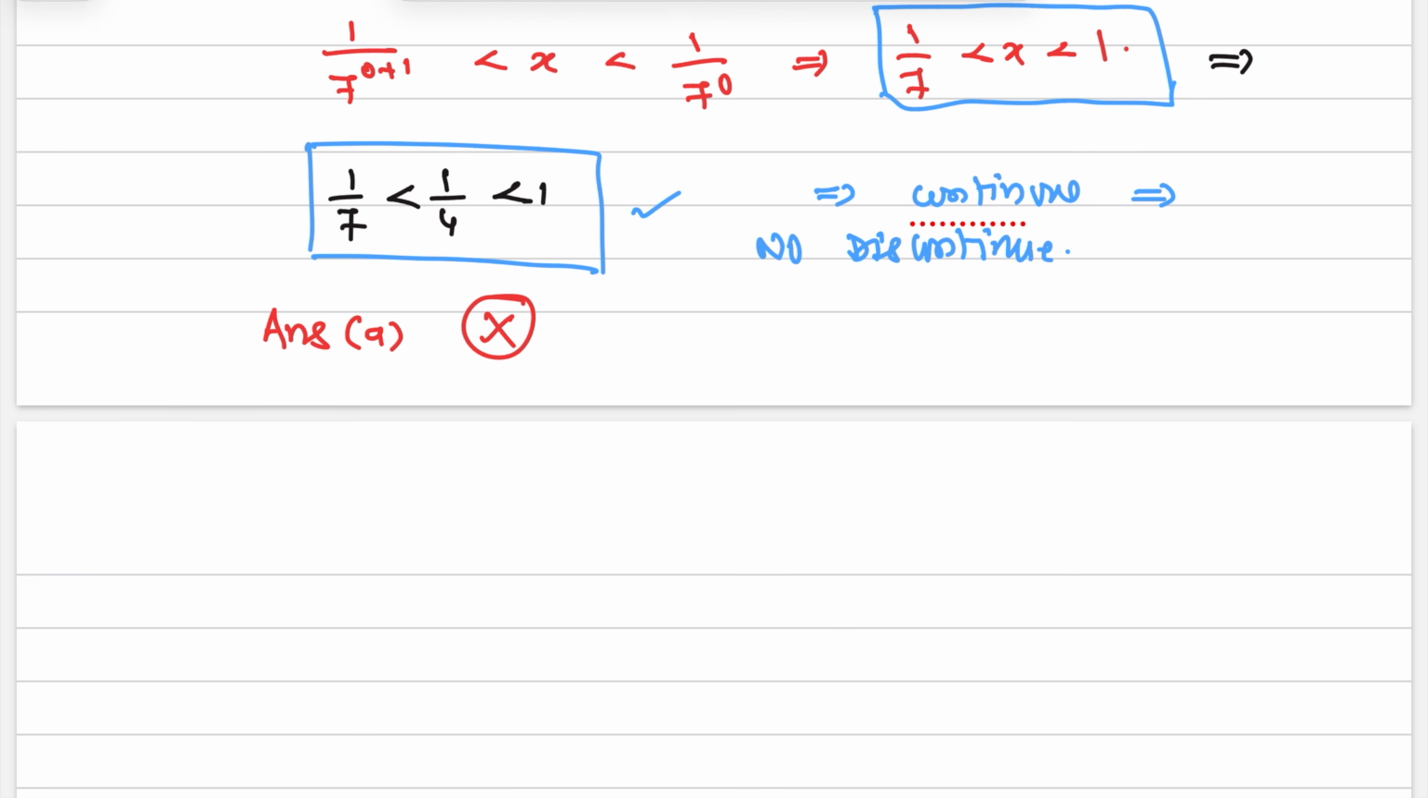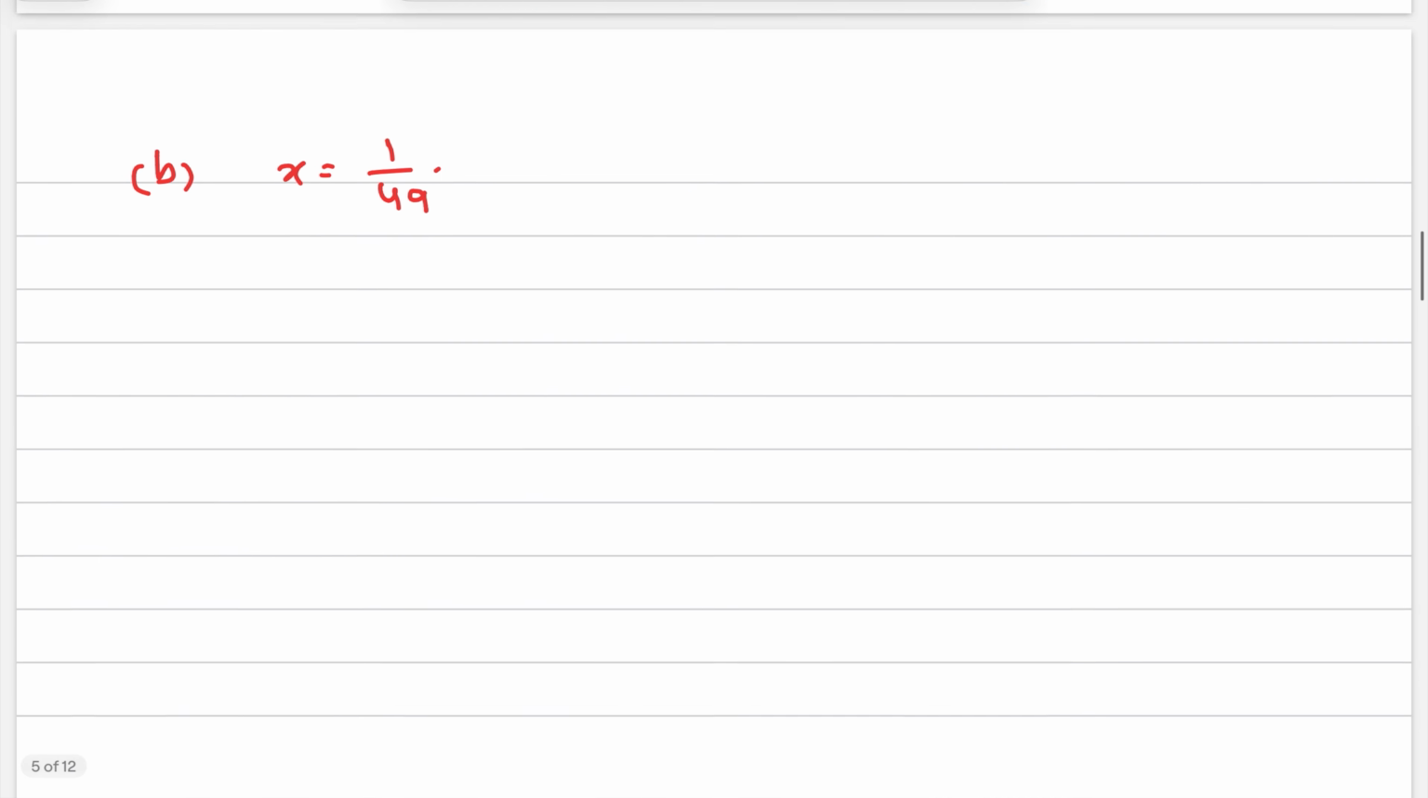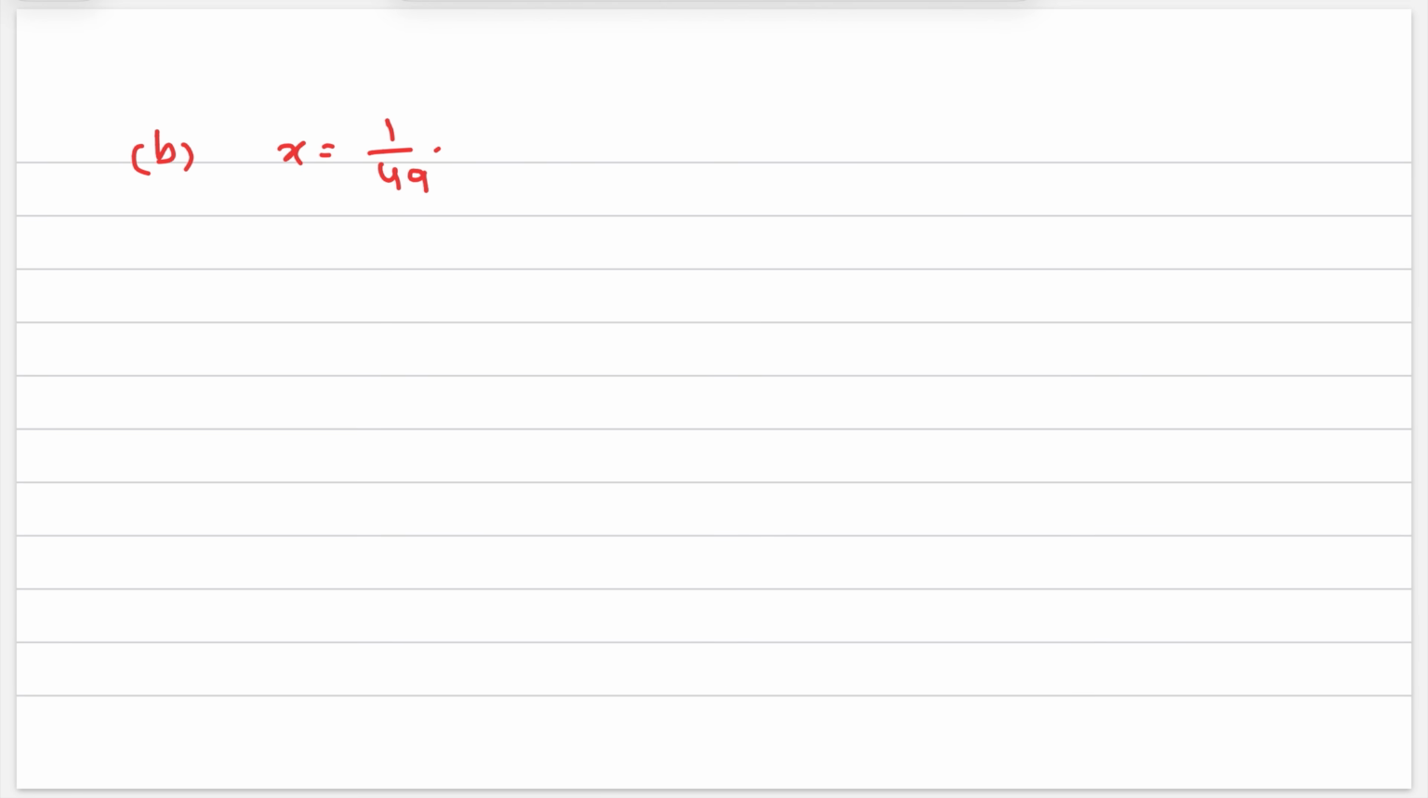Answer A is not correct. Next, B. B means x is equal to 1 by 49. What is 1 by 49? 1 by 49 is equal to 1 by 7 square, that is equal to 1 by 7 to the power of 1 plus 1.